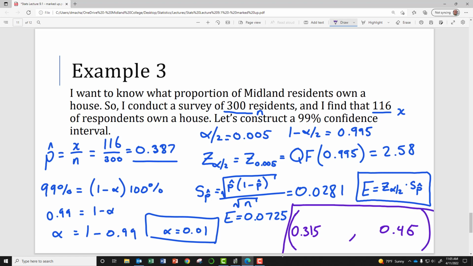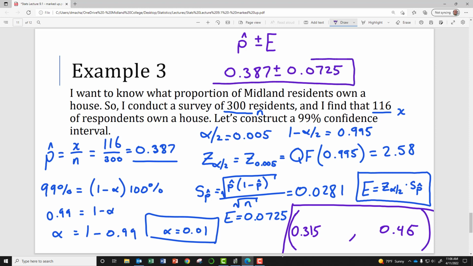Another way you could write the confidence interval is just writing 0.387 plus or minus 0.0725. Sorry, I wrote that really poorly. But you could also write your confidence interval by writing your sample proportion plus or minus your margin of error. Let me rewrite that over here. You can write sample proportion plus or minus margin of error. That's just another way to represent this confidence interval. So you might see that sometimes. You might see 0.387 plus or minus 0.0725. That's another acceptable way to represent your answer.